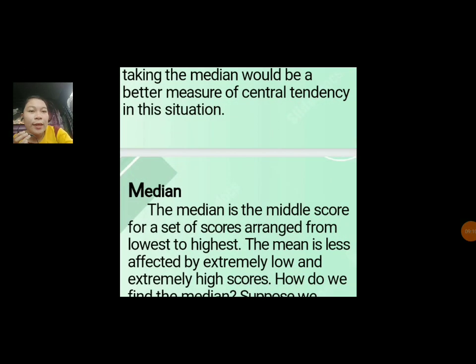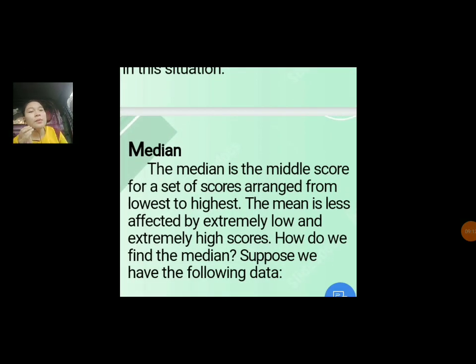So let's move to the second one, which is the median. The median is the middle score. From the word itself, middle, it is the score in the middle for a set of scores arranged from lowest to highest. The median is less affected by extremely low and extremely high scores. So if the scores are extremely high and extremely low, the median is not affected.